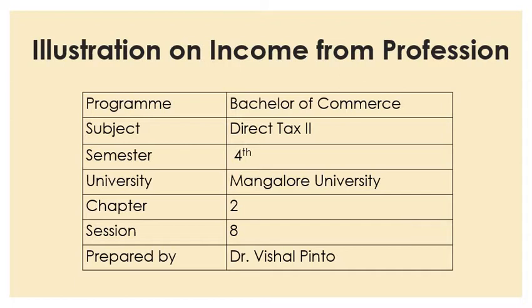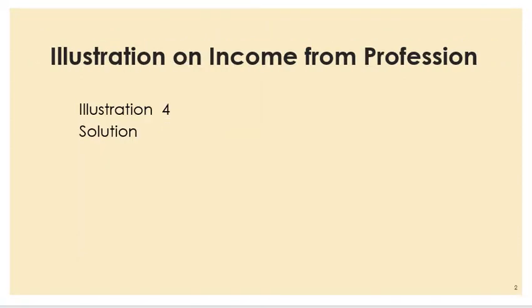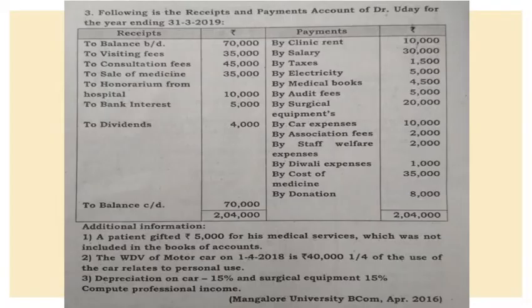So my presentation for this session is, firstly we will discuss the illustration. This is illustration number 4, and then we will work out the solution for that illustration. Following is the receipts and payments account of Dr. Uday for the year ending 31st March 2019. So these are the receipts and these are the payments. Then additional information is given.